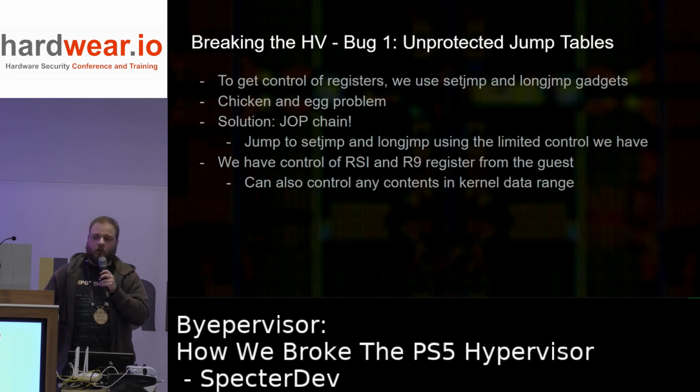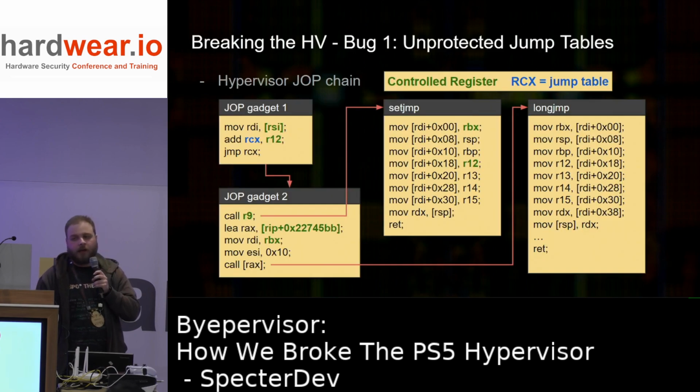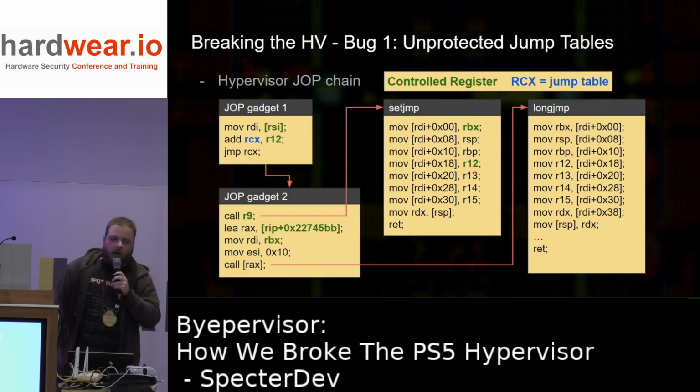We also have control over RSI and R9 from the guest kernel, which is going to be relevant for the gadgets we use. And it's worth noting, too, that we control any contents in the kernel data range, so any RIP-relative instructions are also fair game for gadgets. So this is ultimately what our JOP chain looks like. In green, I have highlighted the controlled registers from the guest. Blue is the jump table.